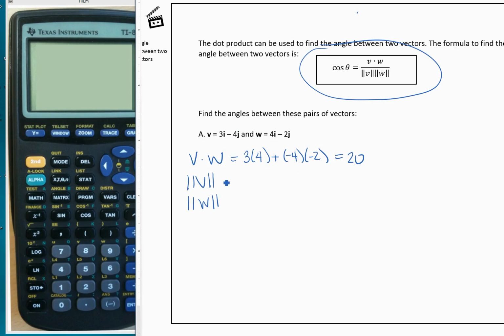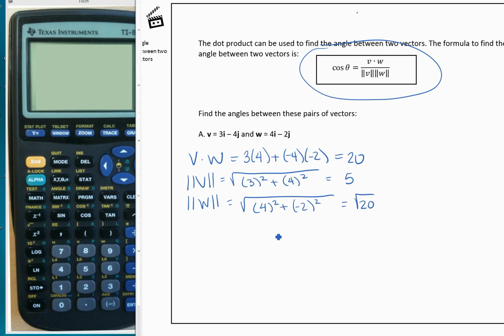For the length of v, we're going to do 3 squared plus 4 squared, which would be 9 plus 16, which is 25, so the square root of 25 is 5. And for w, we're going to have the square root of 4 squared plus negative 2 squared, so we're going to have the square root of 20. You don't have to worry about reducing it for these problems.